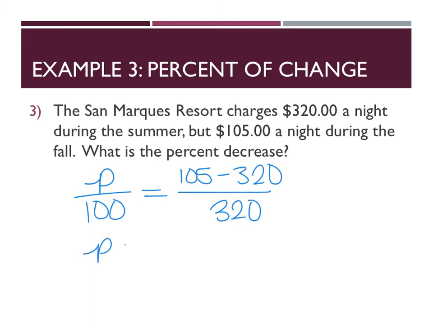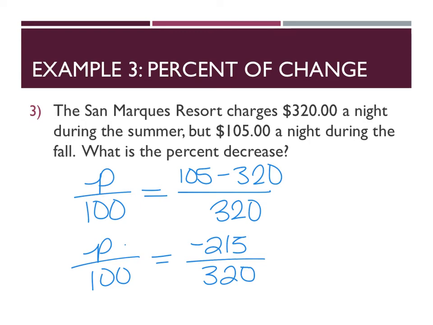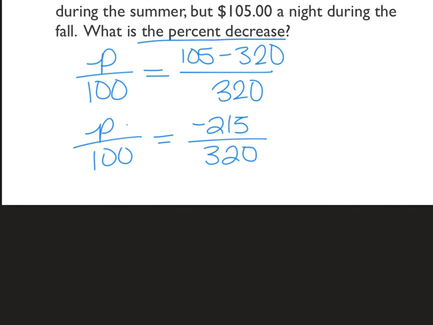And when you solve, I'm going to do P over 100 equals, and it's 105 minus 320 gives me negative 215, and that's a negative value. So we know it's a decrease. The problem also says what is the percent decrease in this case, so that is also helpful. Okay, I'm going to go ahead and cross multiply. So I have 320P equals, and you're going to have a negative answer right here. So we're getting negative 21,500. I'm going to divide that by 320.